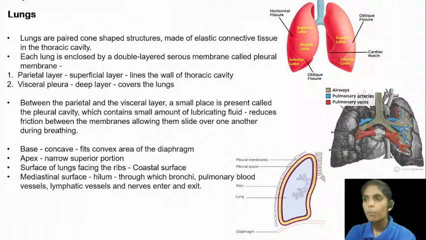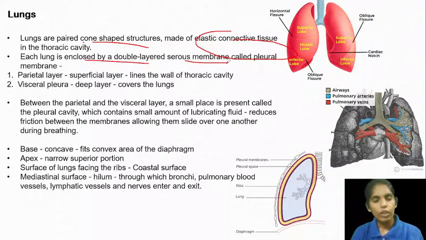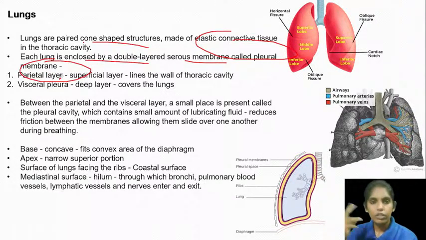These lungs are paired cone shaped structures made up of elastic tissue, and they are present in the thoracic cavity. And each lung is enclosed by a double layer serous membrane, which is known as the pleural membrane. As it is a double membrane, the outer layer is the parietal layer, and the deep layer, the layer immediate to that, is the visceral pleura.